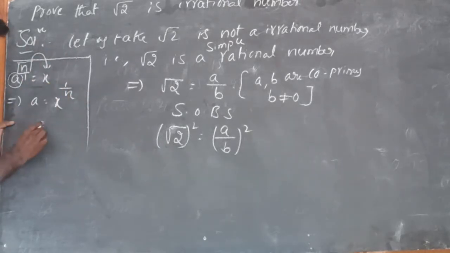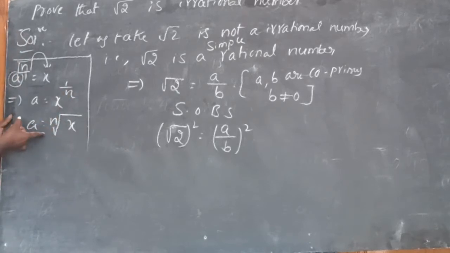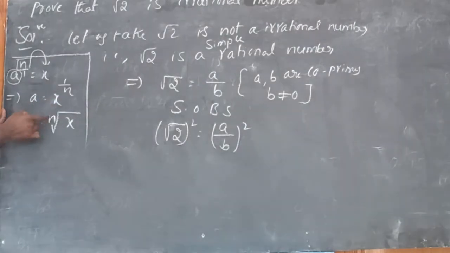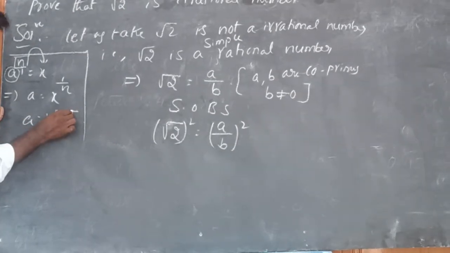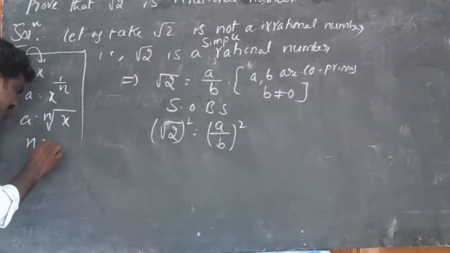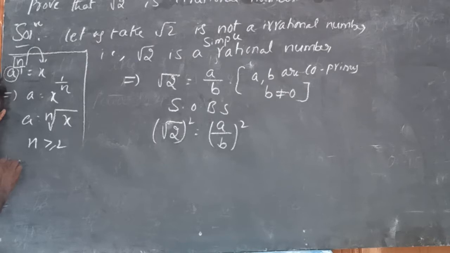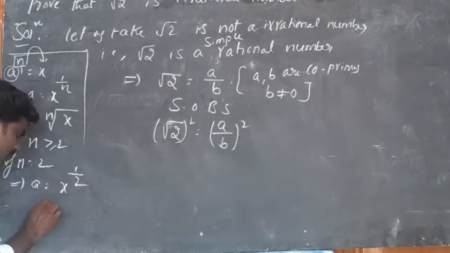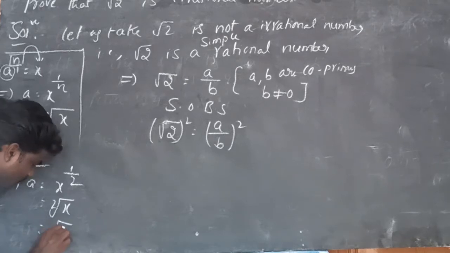So this exponent form you can write like this, nth root x. Okay, so a is equal to nth root x. So this is the definition of a radical. Okay, here n is the order of the radical. x is a positive rational number. This sign is called what? Radical sign. Okay, so here n is greater than or equal to 2. So if n is equal to 2, then a is equal to x power 1 by 2. This x power 1 by 2 you can write as square root x. Simply, square root x you can write as root x.